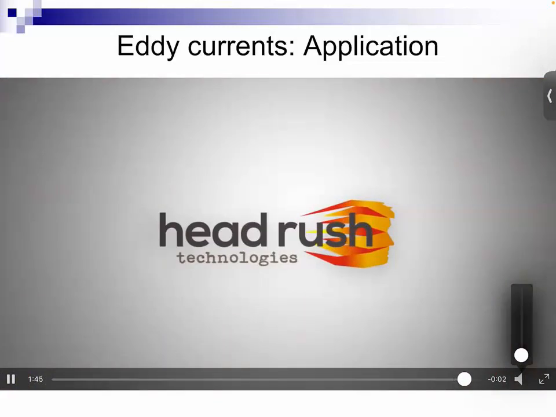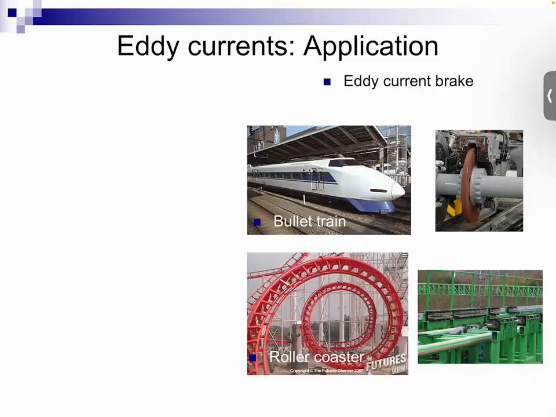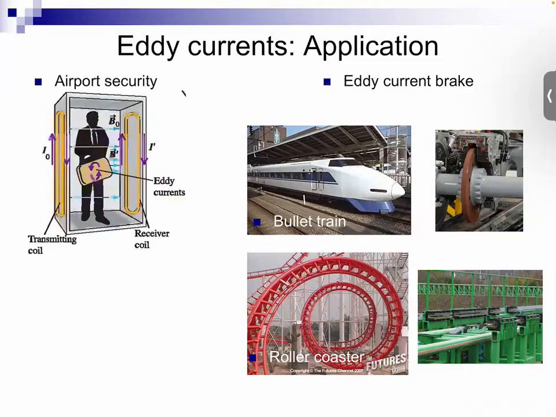So eddy currents, they are useful because they create an opposing force to the motion. They are actually quite powerful. They're also used in the braking systems of trains and roller coasters, and even fast speeding things. And eddy currents are not only for braking systems, but they're also the principle behind airport security.